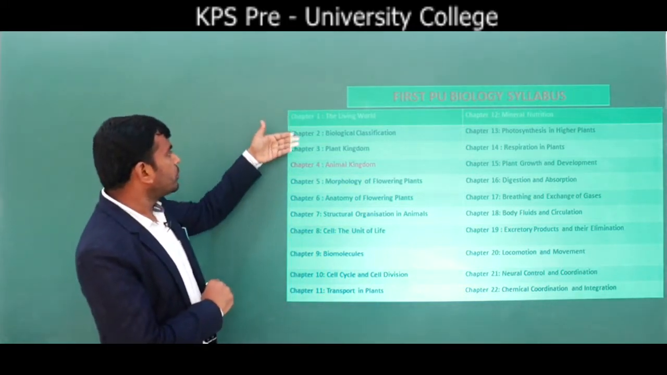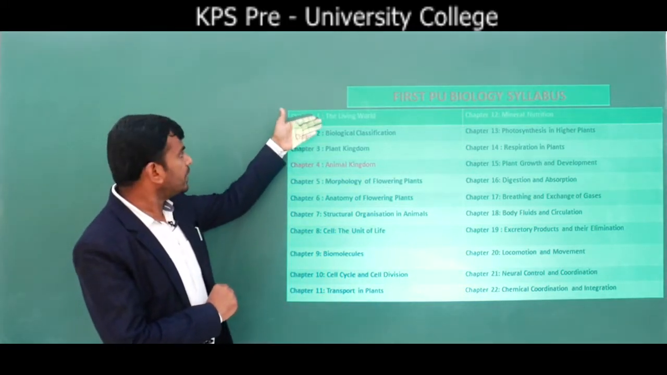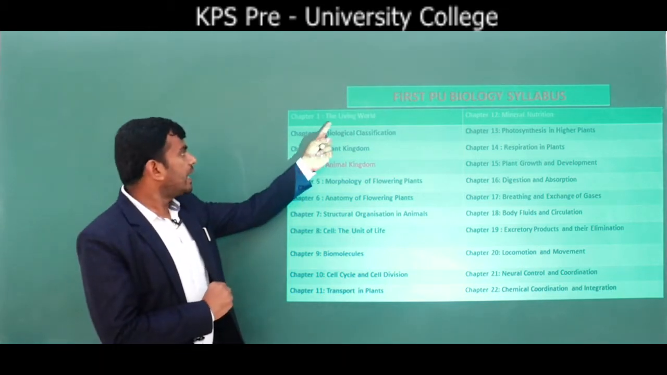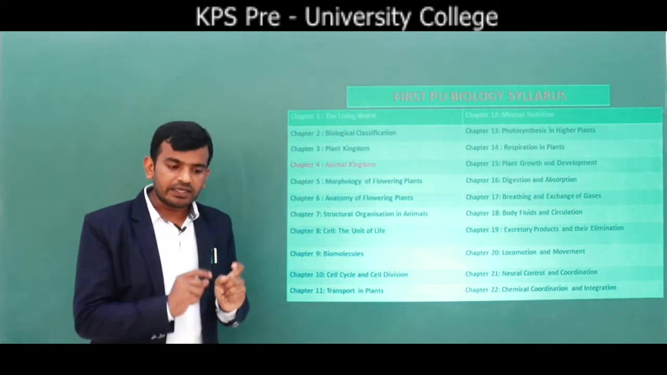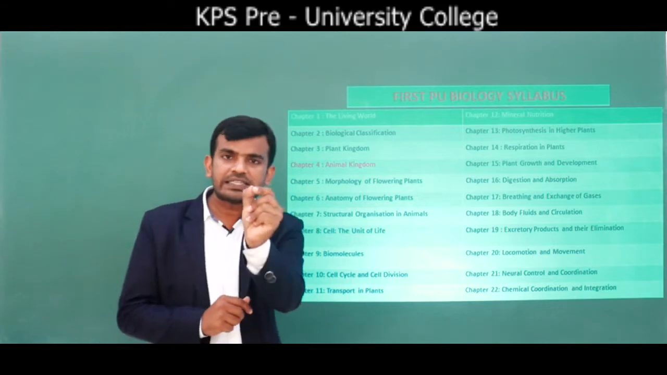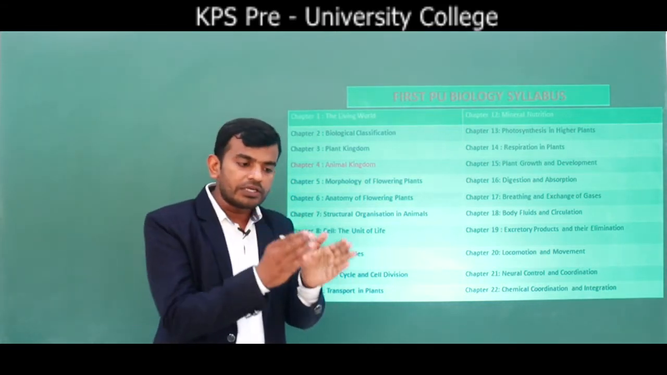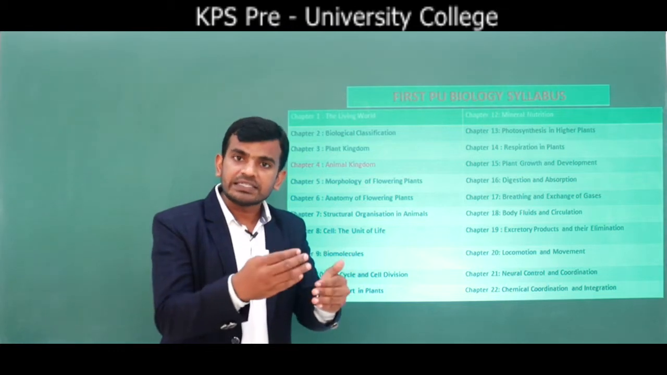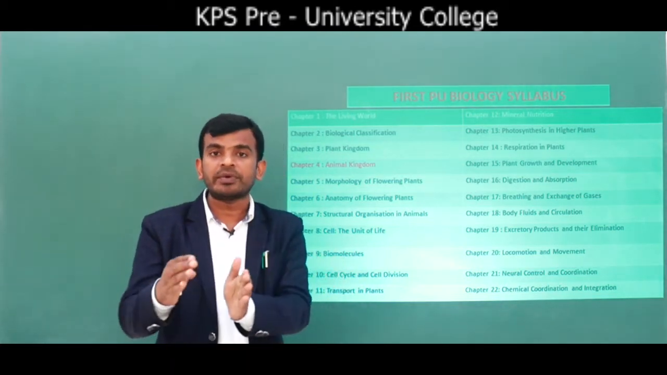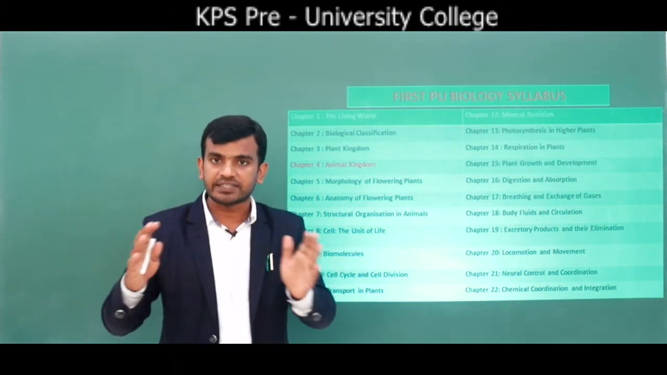You have already learnt about the first 3 chapters. In the first chapter, The Living World, you have learnt about what is living and what are the characteristic features of living organisms. You have already learnt about nomenclature, systematics, binomial nomenclature, taxonomical aids, etc.